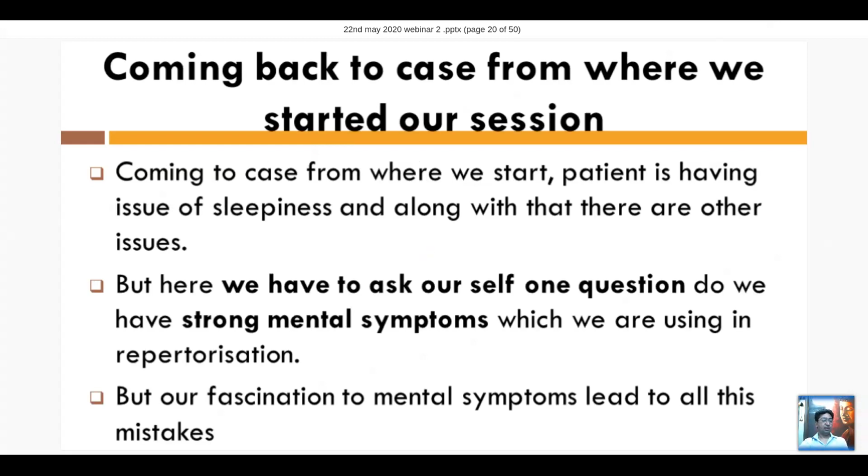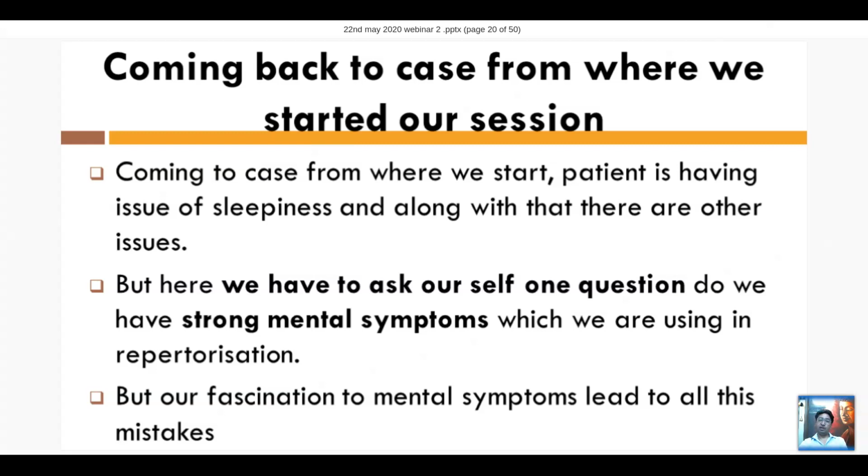Now coming back to that case from where we started our session, which I was not able to treat. The patient is having the issue of sleepiness, and along with that there are other issues. But here we have to ask one question: do we have a strong mental symptom which we use for repertorisation? We use lack of confidence, and along with that we use indolence, right? But are they very strong?